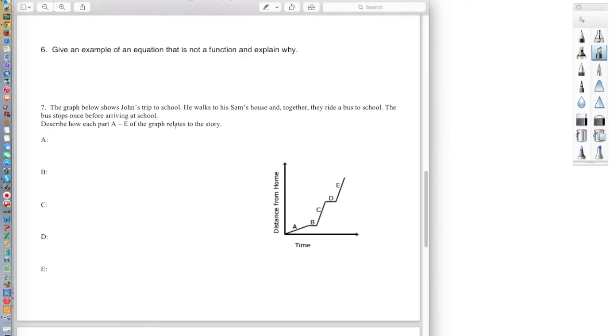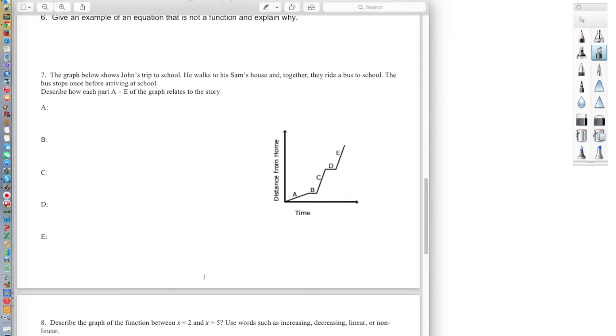please, it says the graph below shows John's trip to school. He walks to Sam's house. That's bad English. And together they ride the bus to school. The bus stops once before arriving at school. Describe how each part A through E of the graph relates to the story. So look at line segment A here, what's happening. Look at line segment B here, what's happening, and so forth with line segment C, D, and line segment E. Just tell the story for each of those sections, explain what's happening. You can reference the story here as well as your graph.